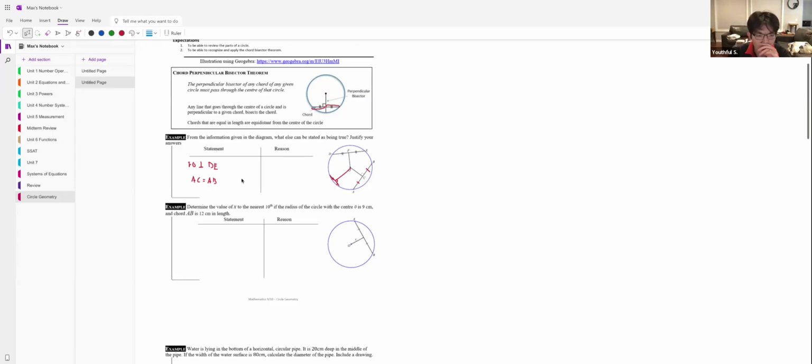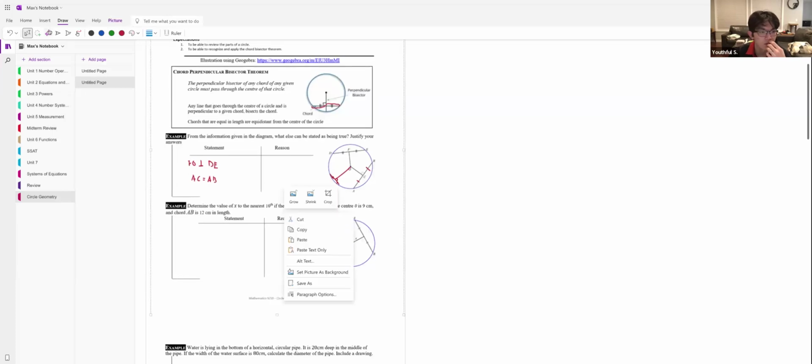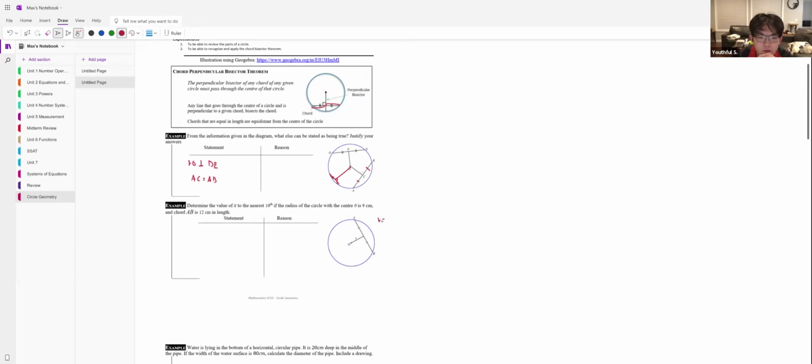All right. So determine the value of x to the nearest tenth if the radius of the circle with the center O is 9 centimeters and chord AB is 12 centimeters in length. Okay, cool. So radius is equal to 9 and AB is 12 centimeters. So that means this is 6 and this is 6. And it's asking us for the value of x.